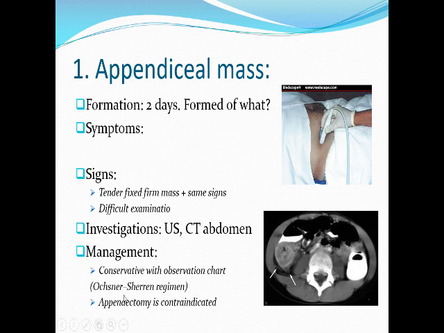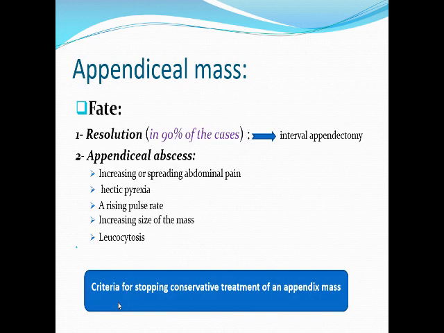Why do I do that? Why do I not do appendectomy? Because I told you the immune system succeeded in localizing. Let it complete its job. This is number 1. If you try to remove the appendix in this situation, you might injure the ileum or the cecum. What will be the fate after conservative treatment? One of 2. Either resolution, and I discharge the patient. This occurs in 90% of cases. I discharge the patient and I do interval appendectomy later on.